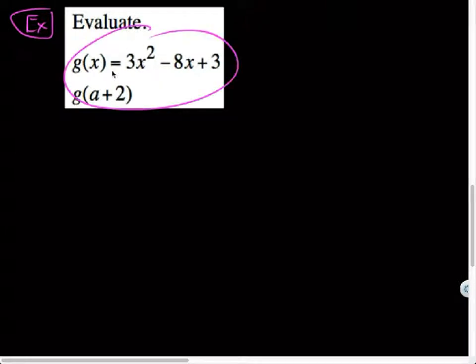So here's the function that I gave us, and now this is what we're evaluating. I want to know what is g of a plus 2. So I'm plugging in not just a variable, but an entire expression.